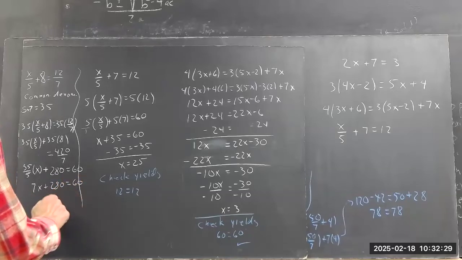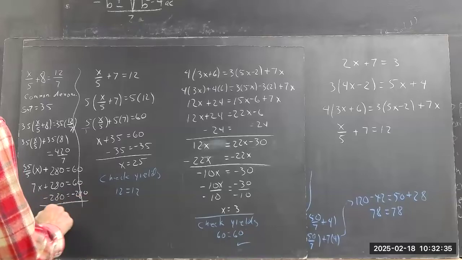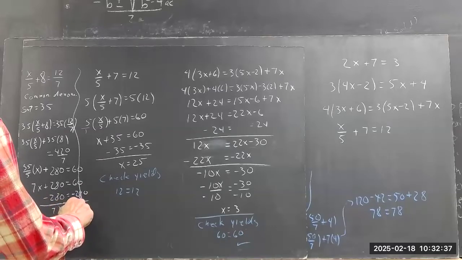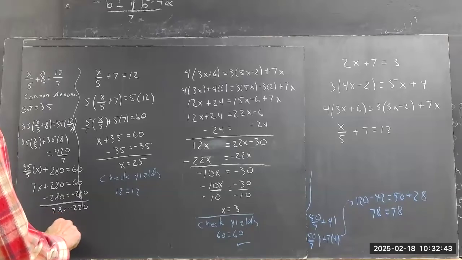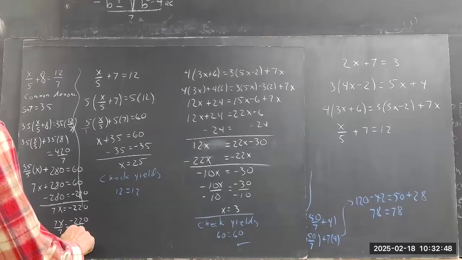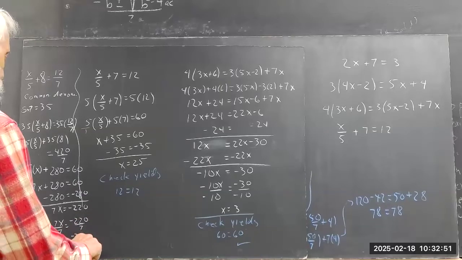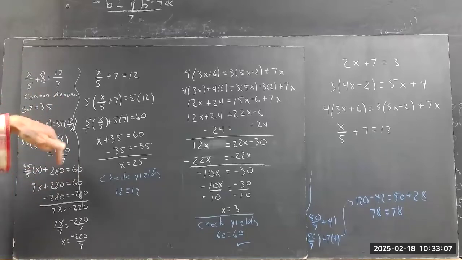plus equals negative 220. So that 7x over 7 equals negative 220 over 7. And x equals negative 220 over 7. There's no point. So the 7 goes in 21 3 times, okay? And they still have 10 left over.